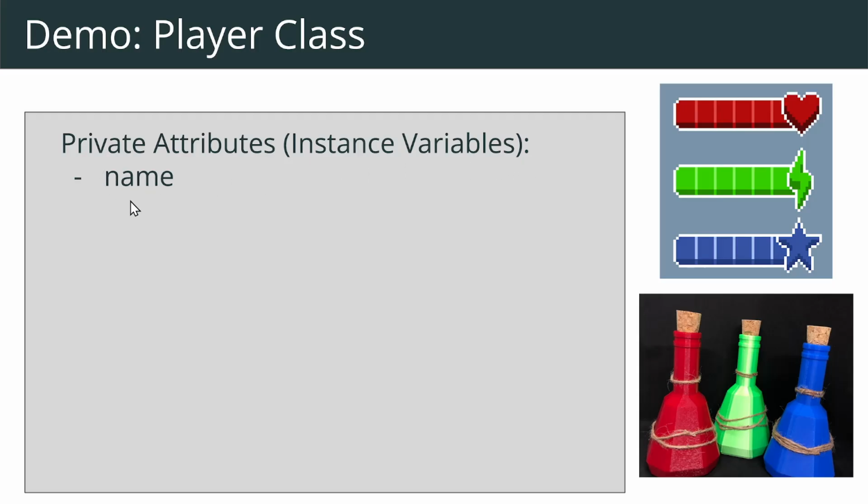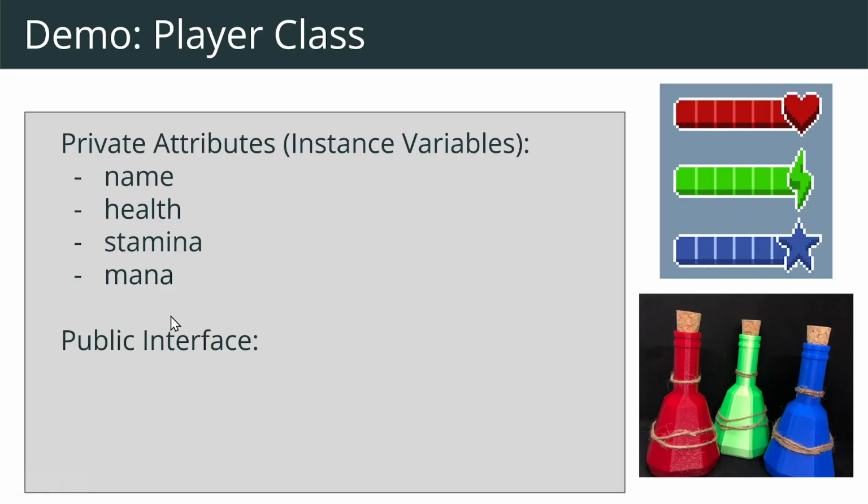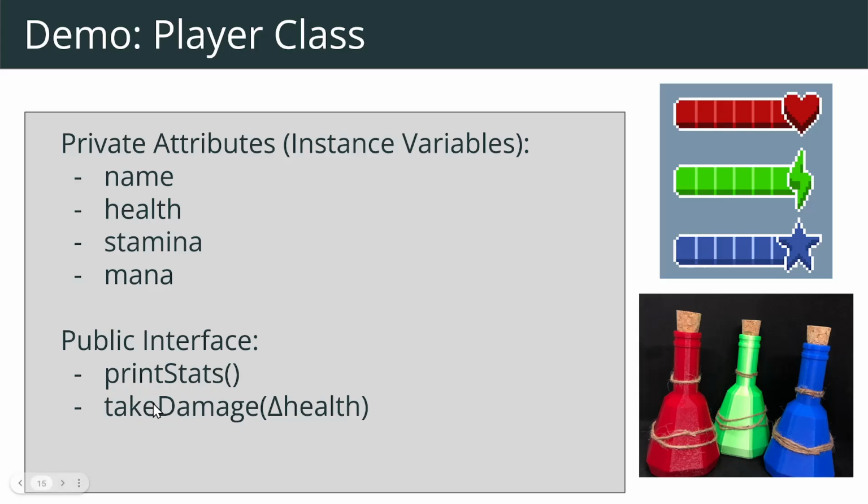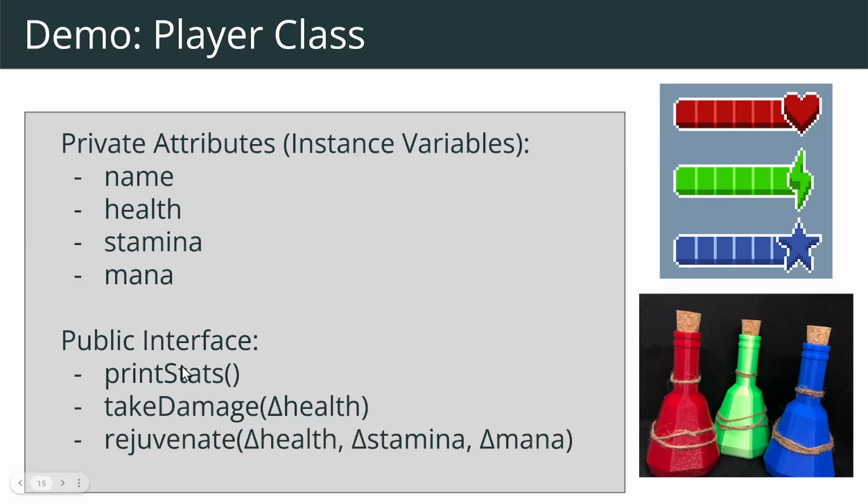Maybe they have a string, a name. Maybe they have some numbers that represent their health, mana, and stamina. And these are all private attributes, meaning they're not meant to be directly changed. So there should be some buttons attached to them. Imagine if we made a public interface, like a print stats. This is like displaying the bars. It's like a print function, a print method. Or you can imagine a take damage method, a method that changes their private attribute. It lowers their health here, and then a bunch of other methods that interact with these.